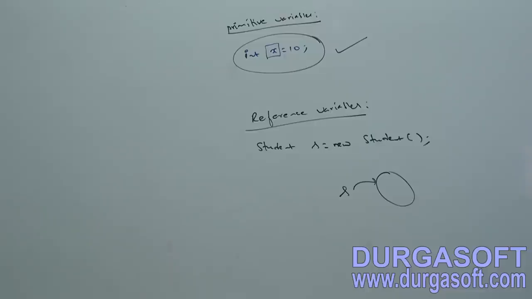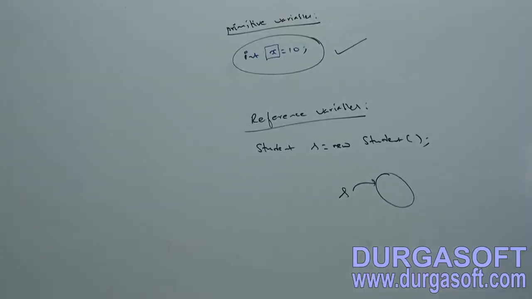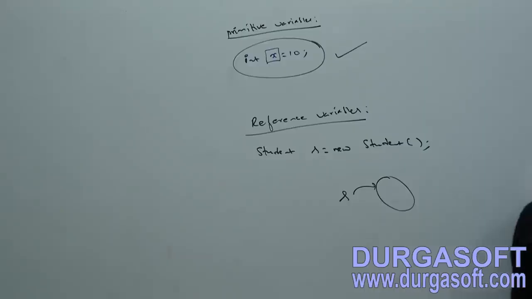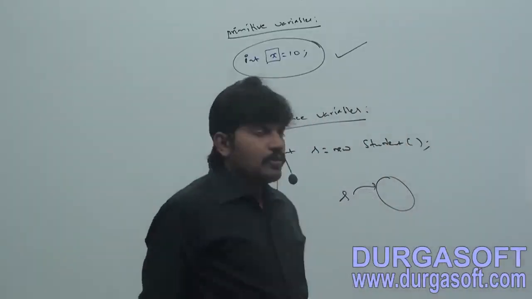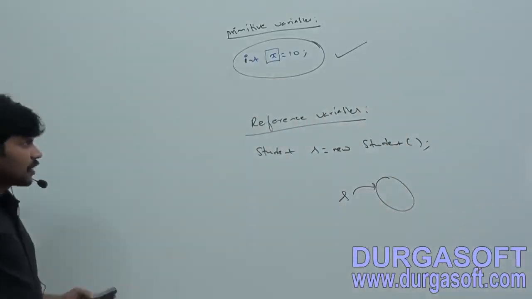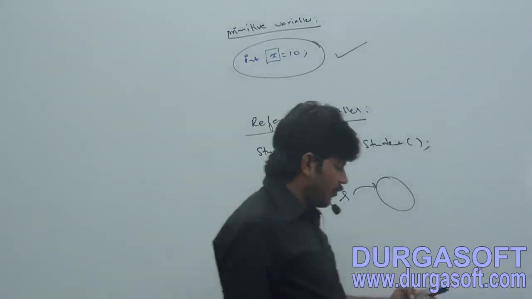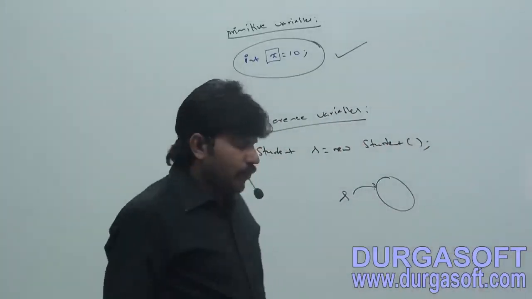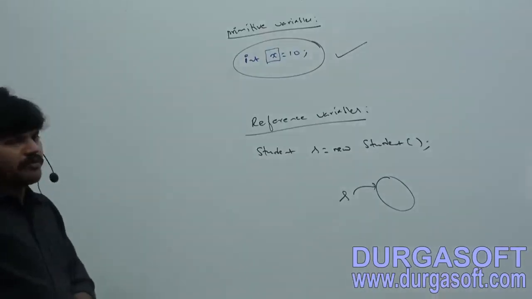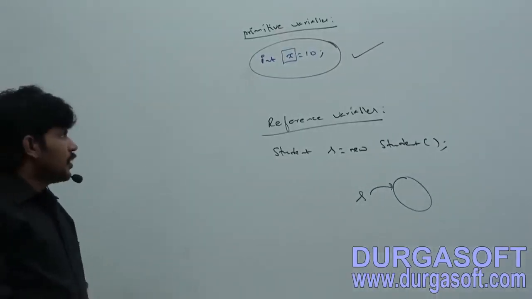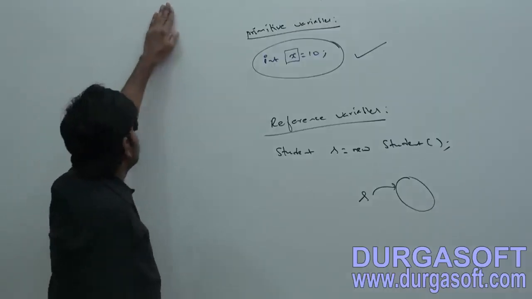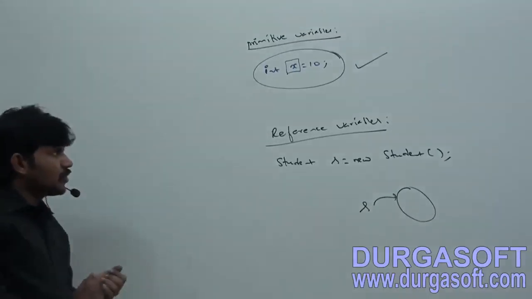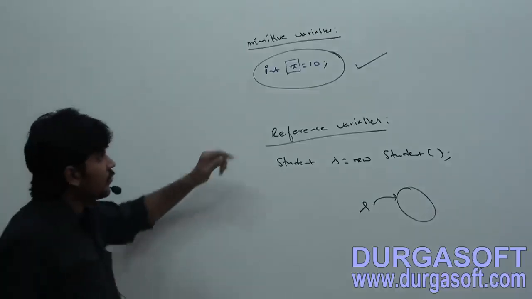Keep the subheading: primitive variables. They can be used to represent primitive values. Example: int x is equal to 10.